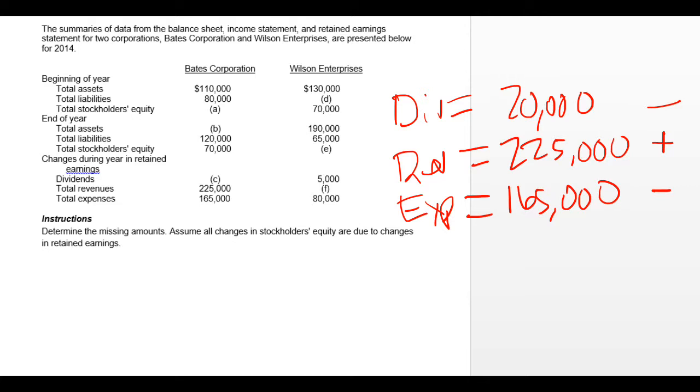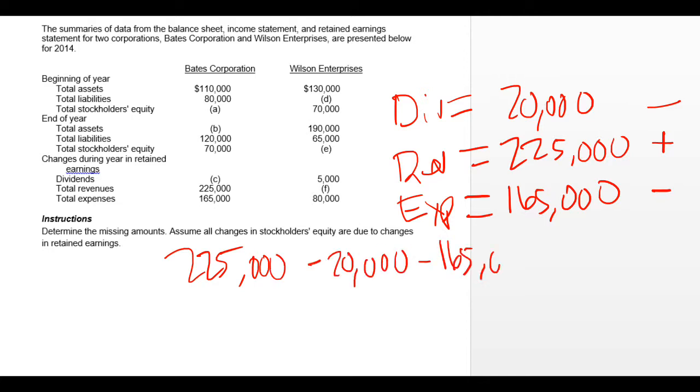I'm just going to plug these all together by taking 225 minus 20,000 minus 165, and just to prove it, that'll give me my 40,000 increase, and I've just proved that this 20,000 is the missing unknown. I hope this helps.